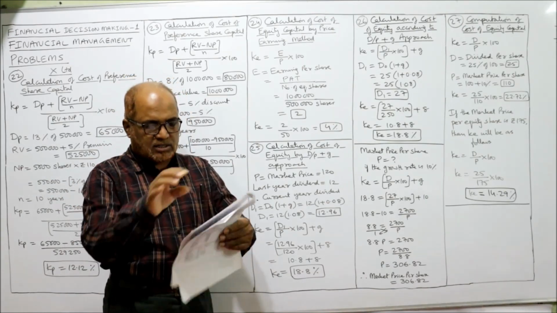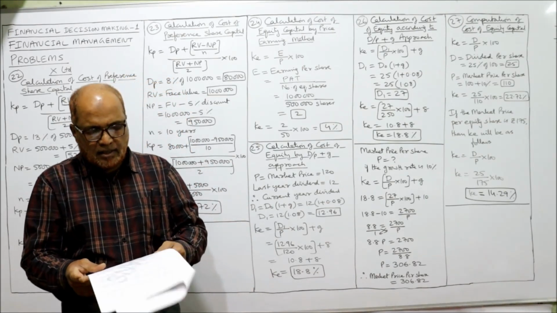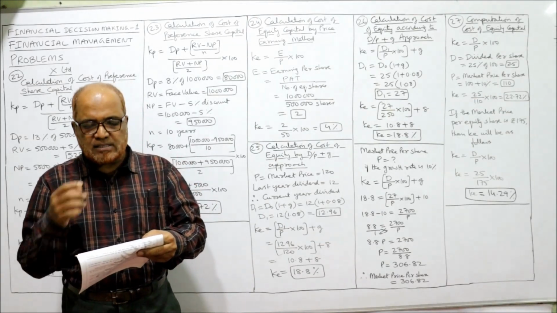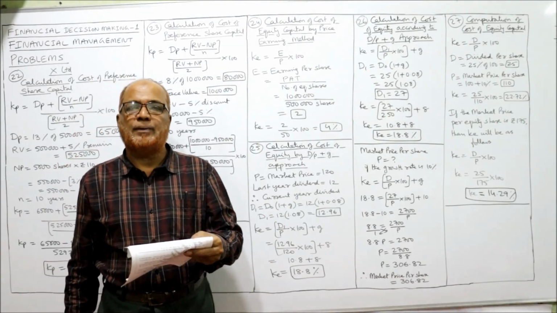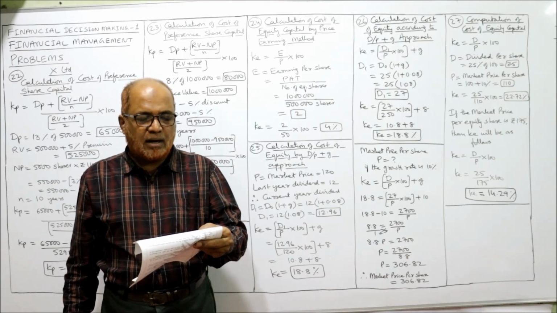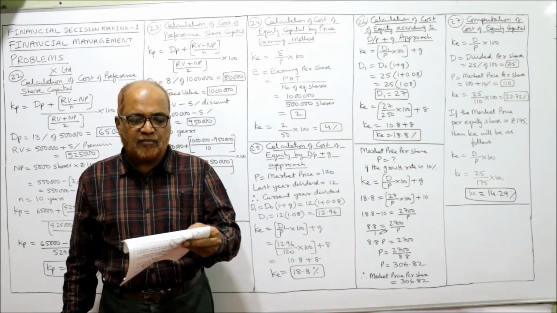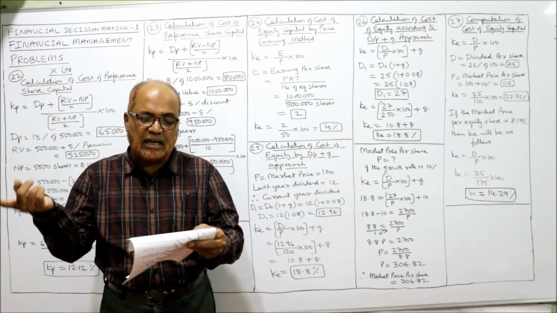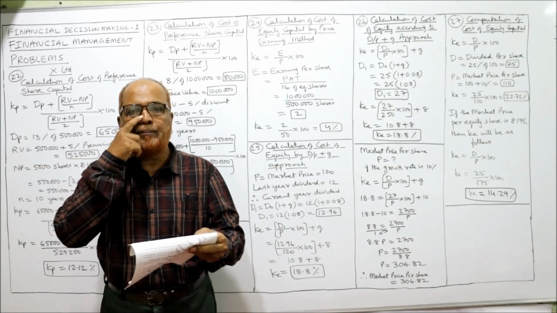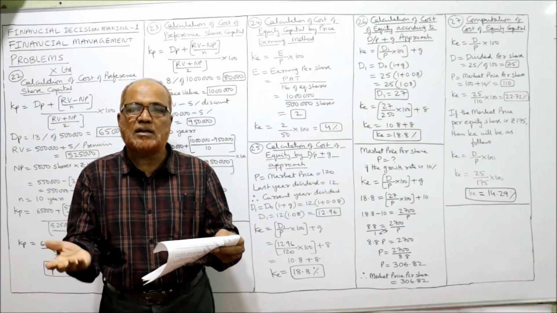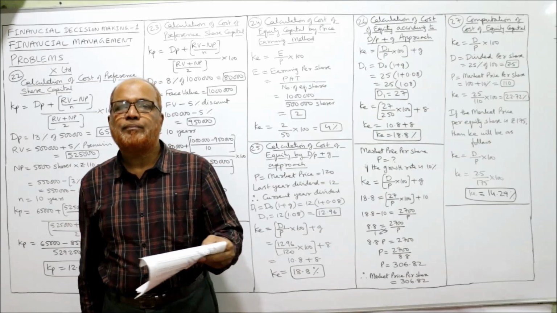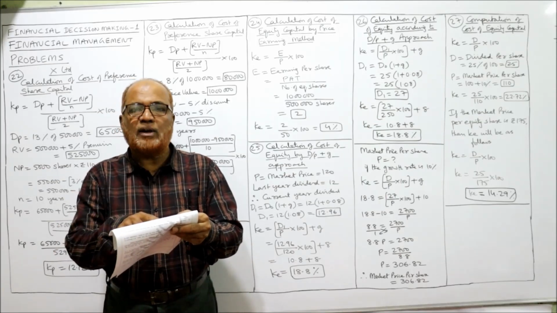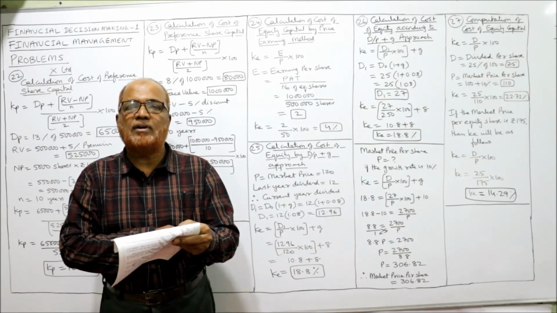Next one is the 26th problem. The common stock of X Limited has present market value of 250. Market price 250. The company had declared a dividend of 25 rupees per share in the year just concluded. Just concluded means last year, just like the previous problem. Last year dividend 25 rupees. Now current year dividend we have to find out.